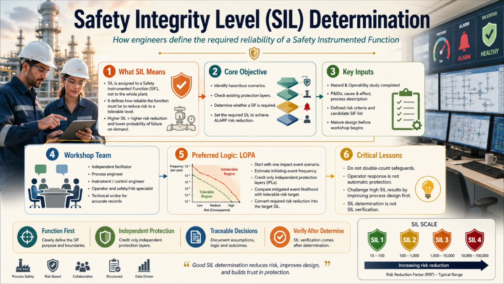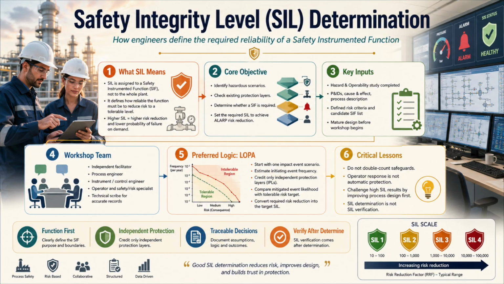Existing independent protection layers are then identified and assigned appropriate probability of failure on demand values. The word independent is non-negotiable. A safeguard is not an independent protection layer merely because it appears as a separate line on a cause and effect diagram. It must prevent or mitigate the scenario independently of the initiating cause and independently of other credited protection layers. It must be specific, auditable, dependable, and capable of performing within the available process safety time.